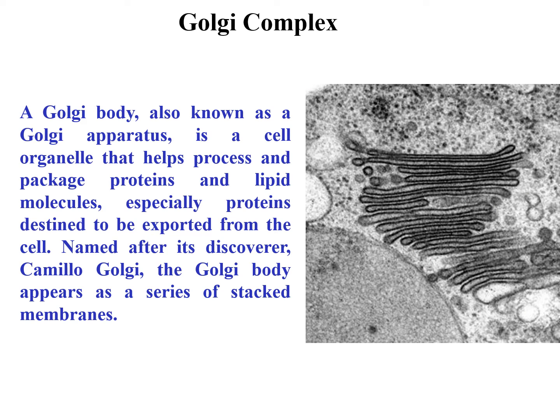This is the Golgi complex. You can see the structure of the Golgi complex. The Golgi body is also known as the Golgi apparatus. It is a cell organelle that helps process and package proteins and lipid molecules. So it is also one of the important organelles. These are the different organelles, each helping in specific reactions or having a specific function in the cell.